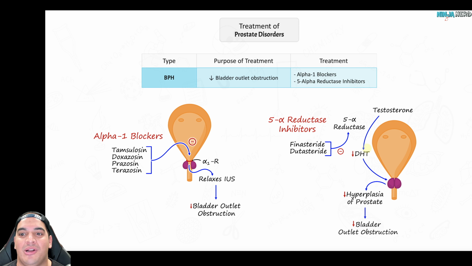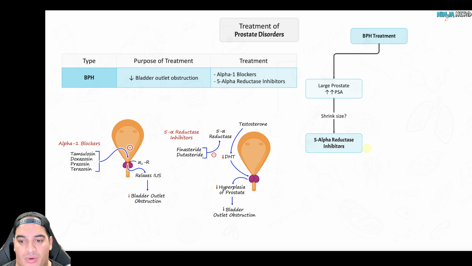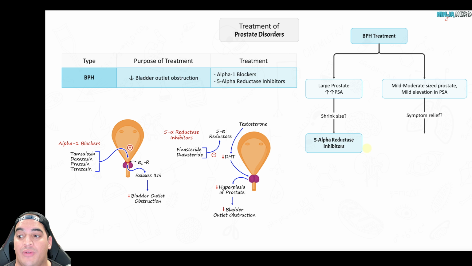Well, how do I know which one to put them on? There's a lot of different ways that we can look at it. Oftentimes it's kind of straightforward. If the prostate's pretty big and their PSA is high, and you want to shrink the size of it, the best thing is going to be the 5-alpha reductase inhibitors. If you're looking more for symptom control and a mild to moderate size prostate, so they don't have a super large elevation in their PSA, then that's where alpha-1 blockers come into play. Oftentimes you can combine them.